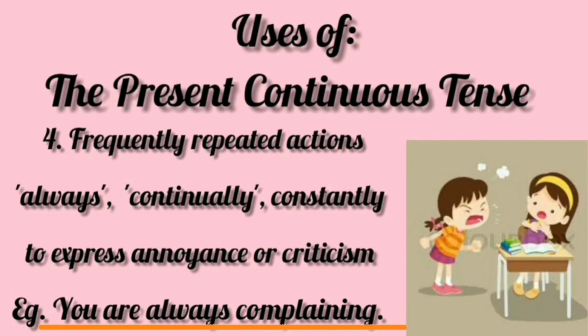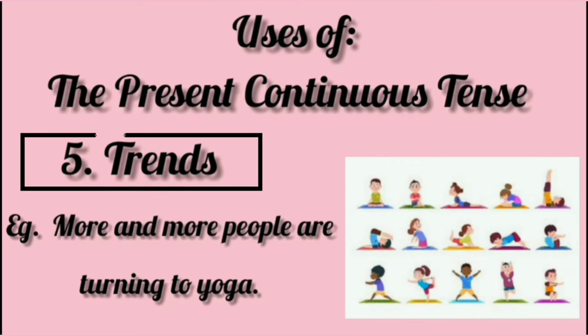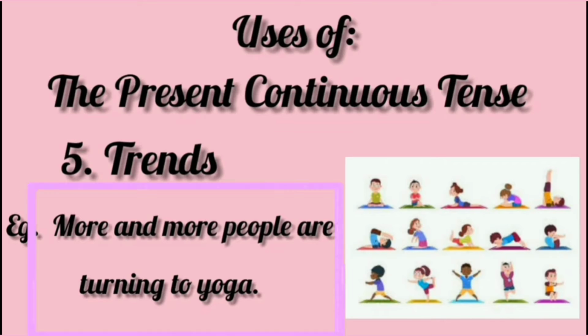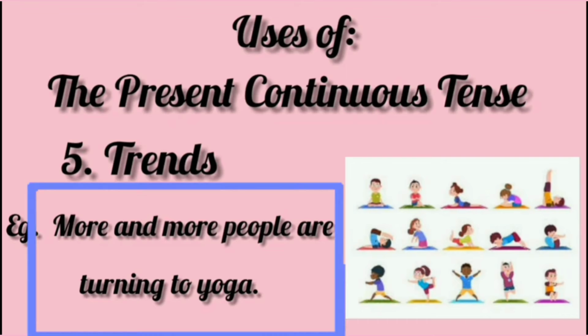For example, you are always complaining. The next use of the present continuous tense is to talk about trends. For example, more and more people are turning to yoga. Here, the verb "are turning" talks about the use of yoga by more and more people. That is, it has become a trending thing which more and more people are using on a daily basis.